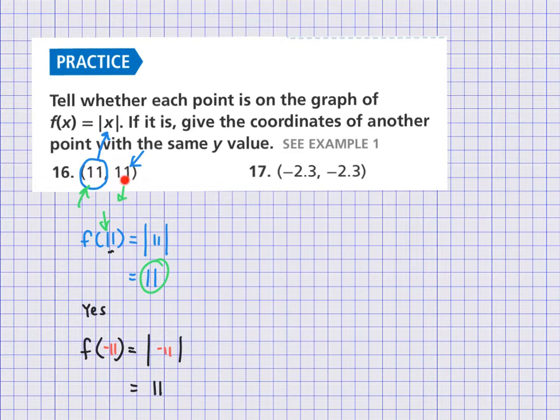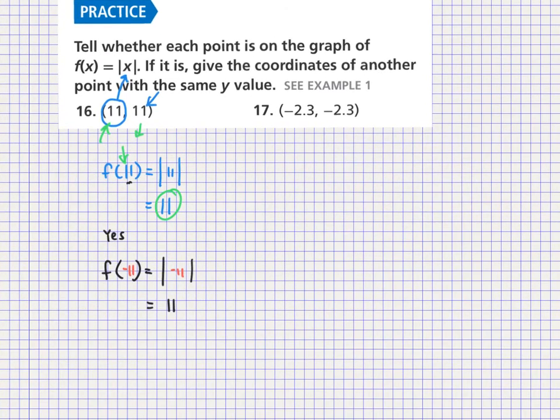Input 11, output 11. Input negative 11, output positive 11. So there we go. So what's the other value? Give the coordinate of the other value. And the coordinate of the other value is going to be negative 11 yields me positive 11. So the answer is yes, and here's the other point.